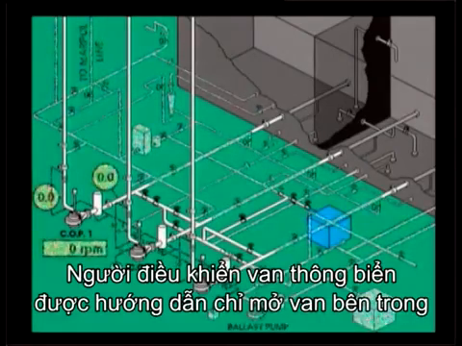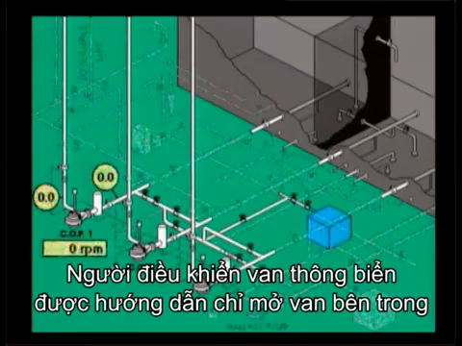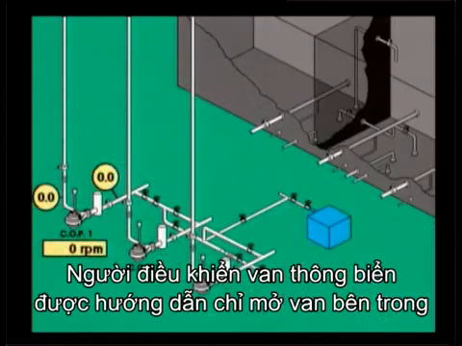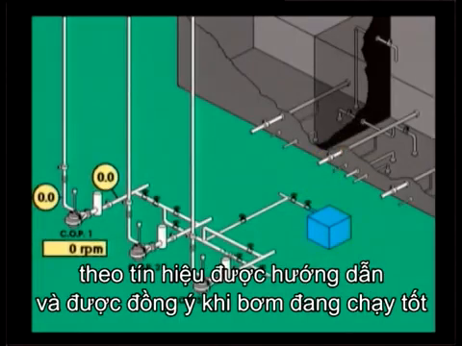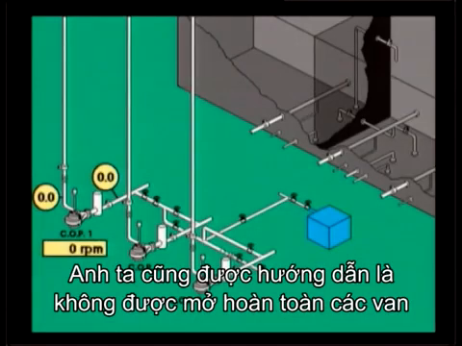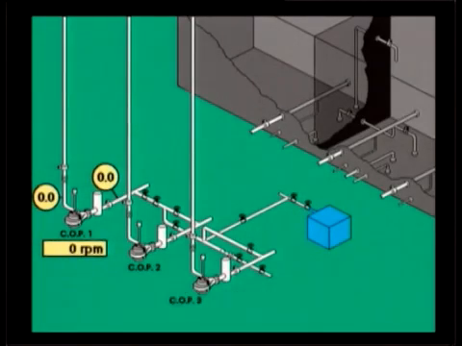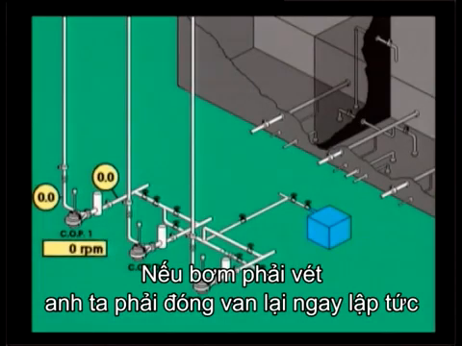The man operating the sea valves is instructed to open only the inner one. He should then be standing by to open the last valve at a given and agreed signal when the pump is running okay. He's also instructed not to fully open the valve at once. If the pump should trip, he must close the valve as fast as possible.